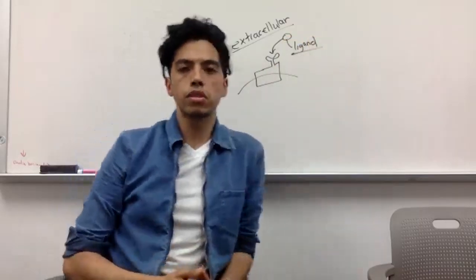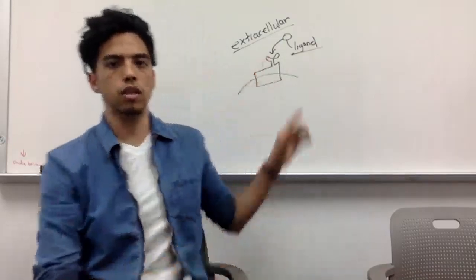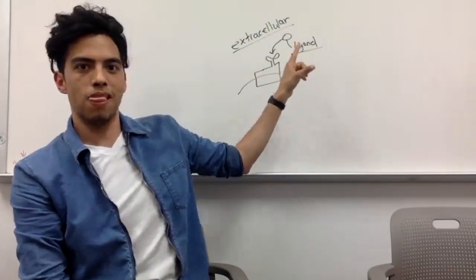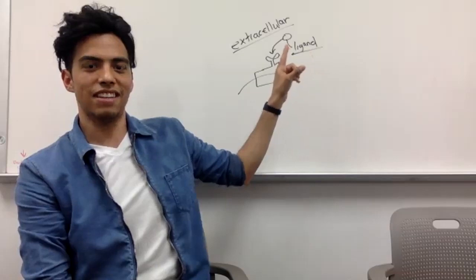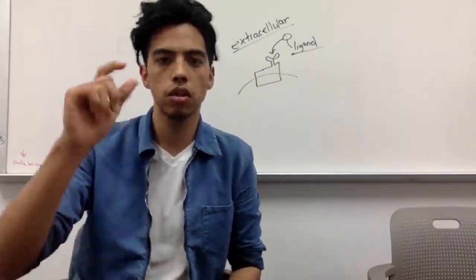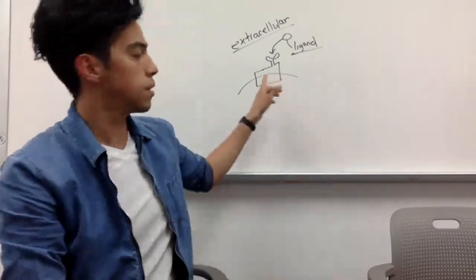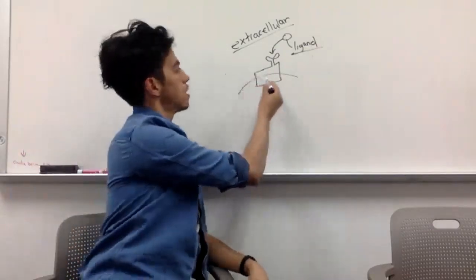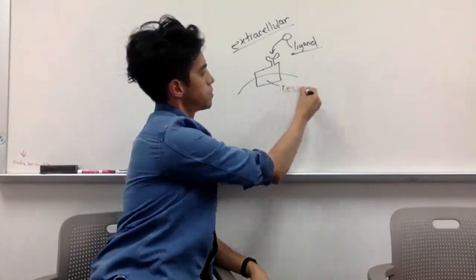So when it comes to signaling, the molecule that you see right up there, that's a ligand. That's usually the term we use for any signaling molecule. And then what you see right here is a receptor.